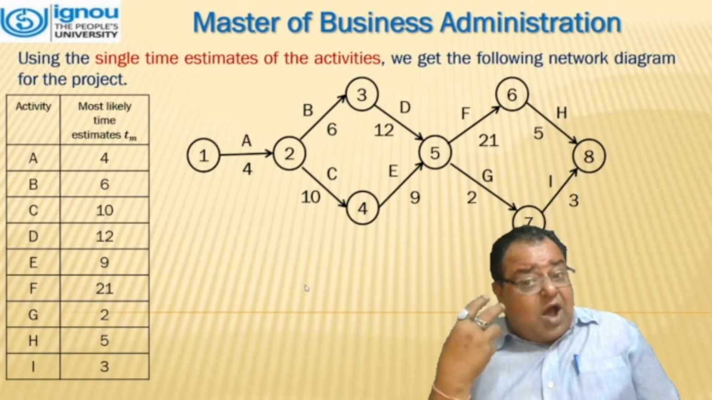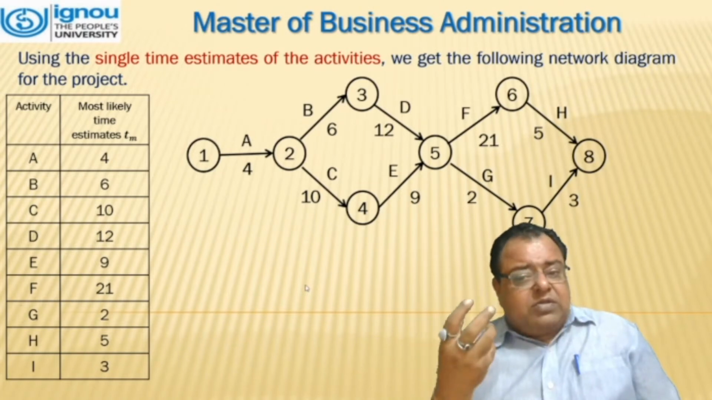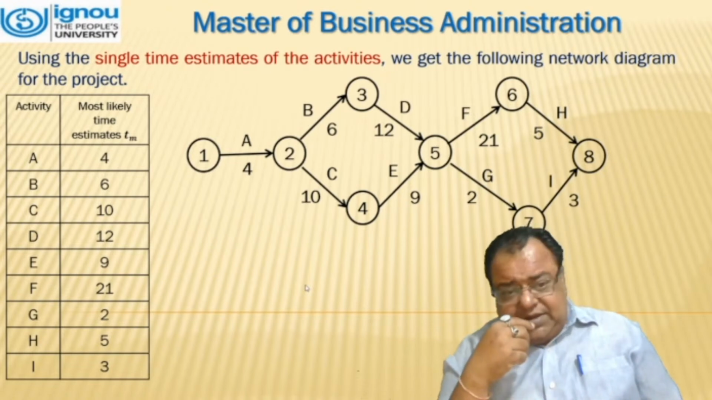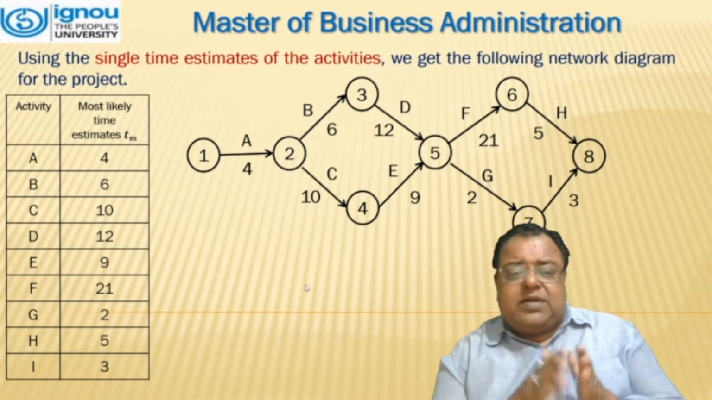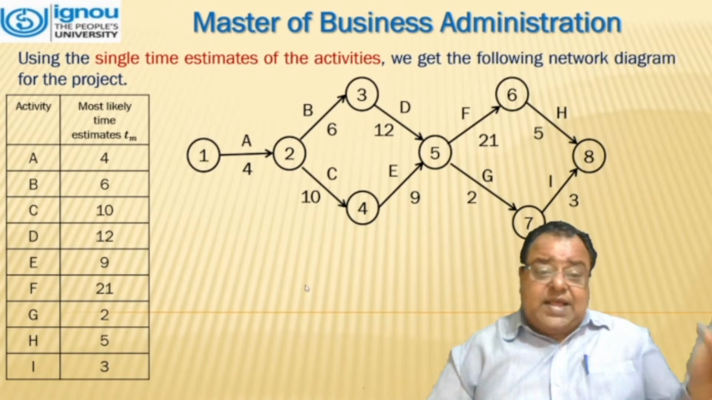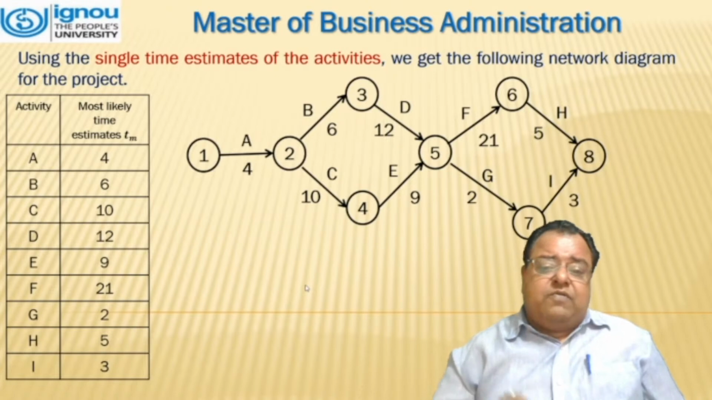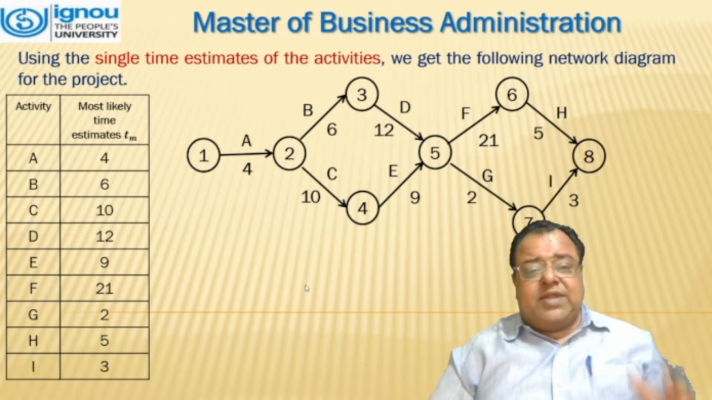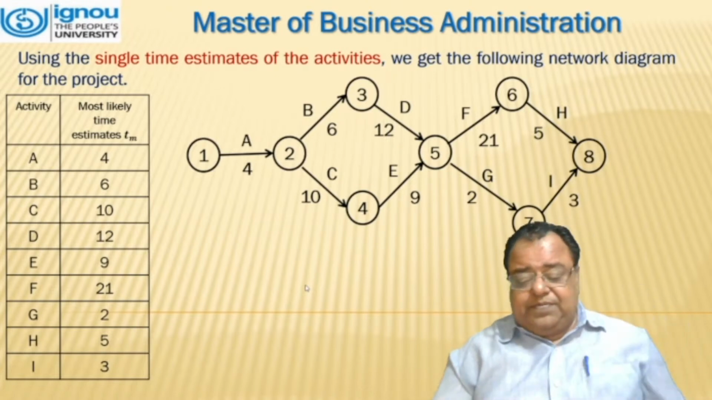Now furthermore, how can we change it? The change can only be done in the last part. What will that change be? We will start from 1, 2, 3, 5, 7, 8. And the other one will be 1, 2, 4, 5, 6, 8. That means we have 4 rows.